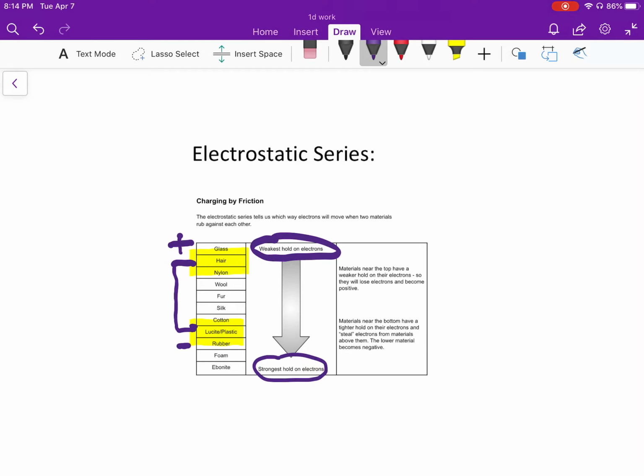We could generalize it and say that the object near the bottom of the list is going to become negative when it's rubbed against an object above it or an object near the top of the list. In the Johnny Travoltage, since he became negative, his shoe must have been made out of rubber or something close to the bottom, and maybe the carpet was made out of wool or something different.